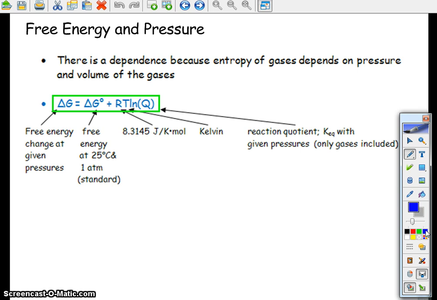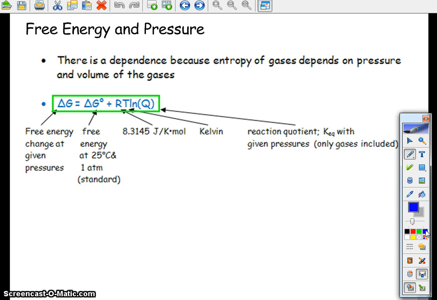One has a little degree sign, which means it's the standard, 25 Celsius and 1 atm. So that's your standard delta G. This R is going to be 8.31. We want to use the one that's got joules in it. And then temperature still in Kelvin, and we've got that related to the reaction quotient. Remember, that's the fake equilibrium constant. It's when you take the equilibrium constant expression with the products over the reactants, but you use whatever's given. And that's going to give you a free energy change under those given conditions.